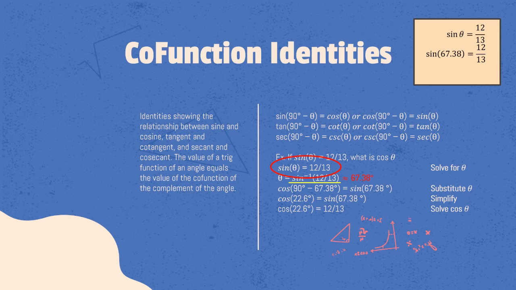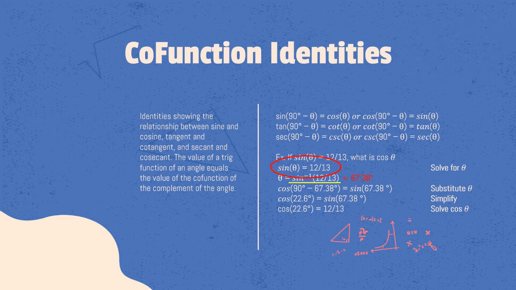So it's sine 67.38. If you hit up your calculator, it should be approximately 0.923, which is, in fraction form, 12 over 13. Next step, substitute the angle that we got, and the formula that we're going to use here is this one. And so now we have cosine of 90 degrees minus 67.38 is equal to sine 67.38.